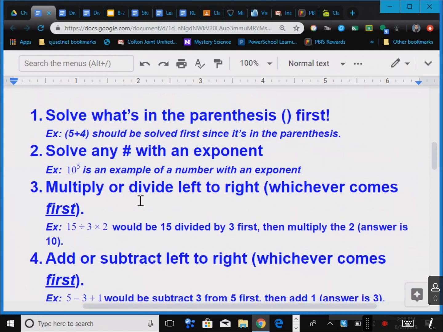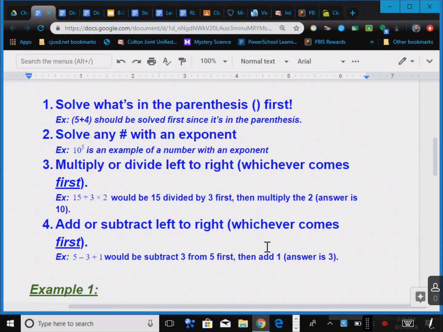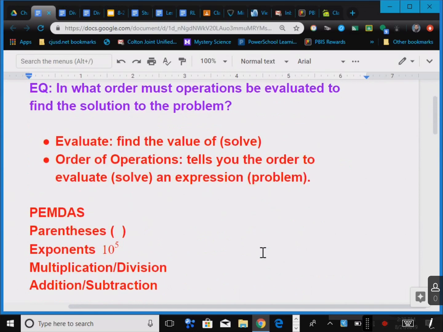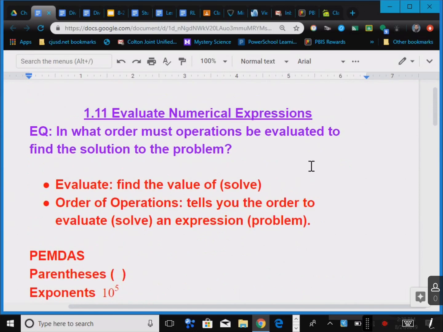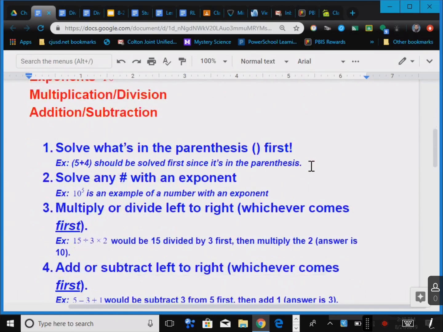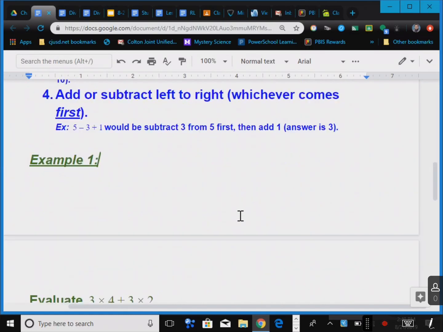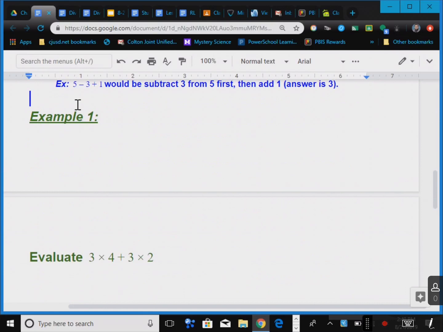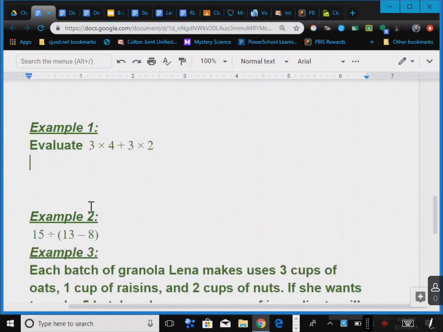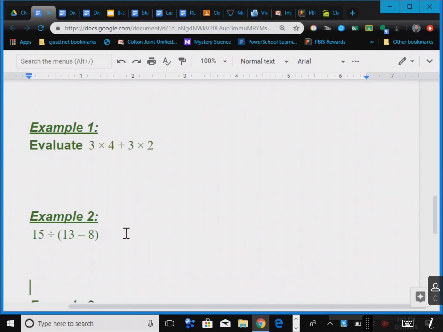All right, I'm going to pause this so you can write the rules. Go ahead and do that now. And hopefully you've already written all of this up top. If you need to see it, you can pause here. All right. And now let's get to example 1. I'm going to move this down so we can see it together. Example 1 says evaluate.